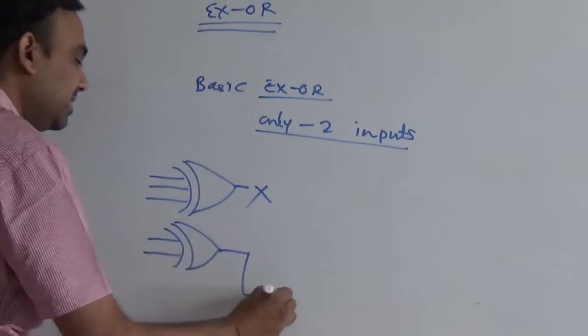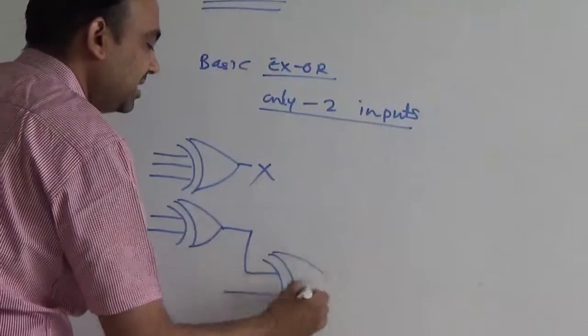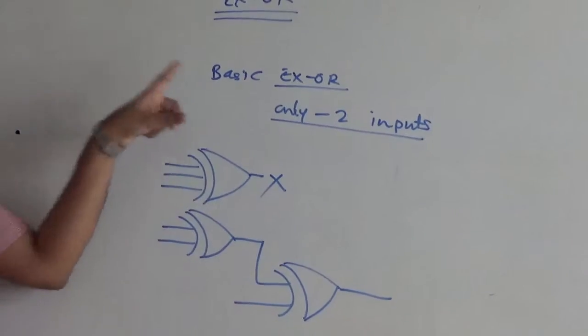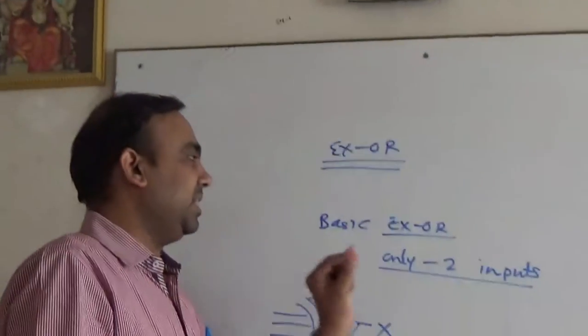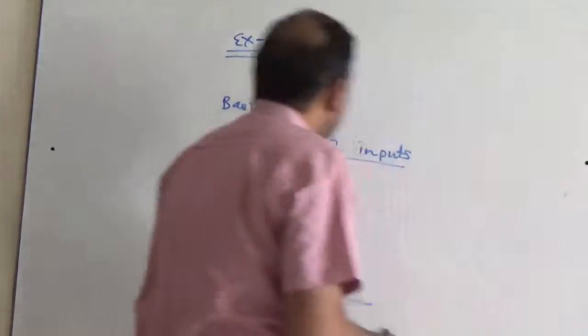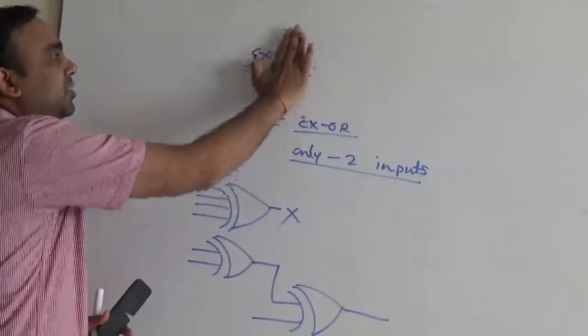We can cascade like this. Cascading is possible, but we cannot have something like this. So you can say XOR is a gate having only basic two inputs. Now this XOR is actually very much similar to OR.